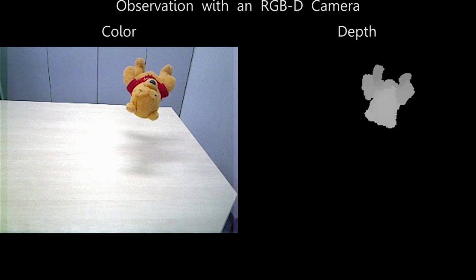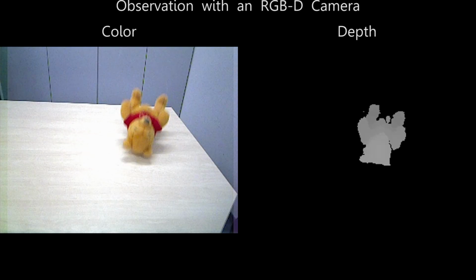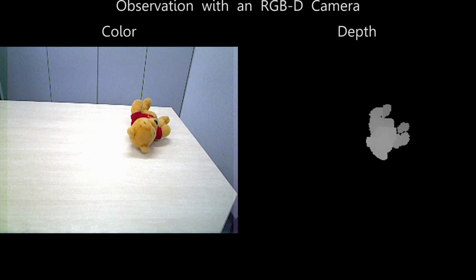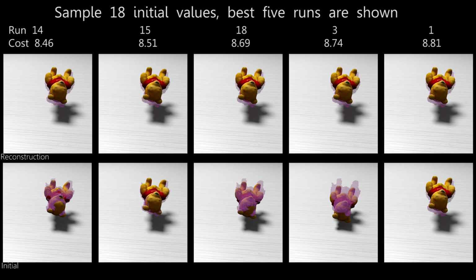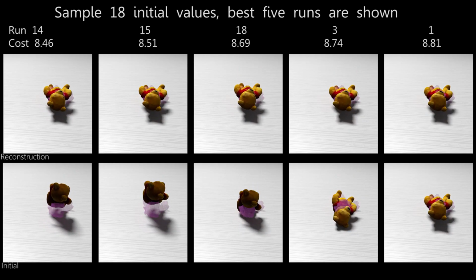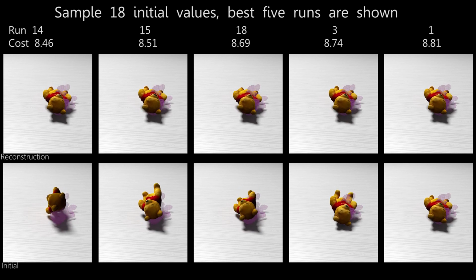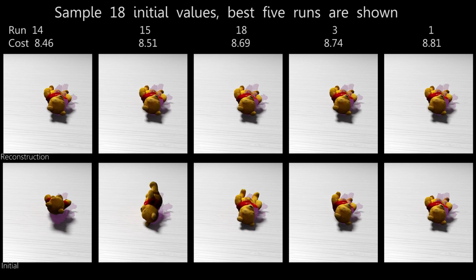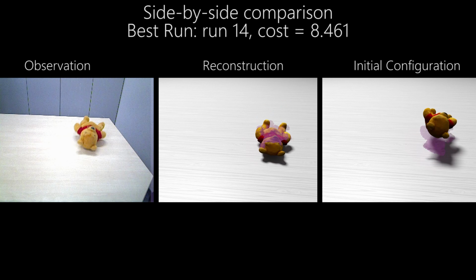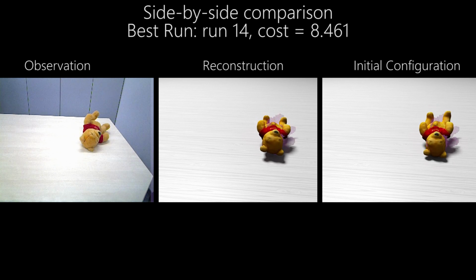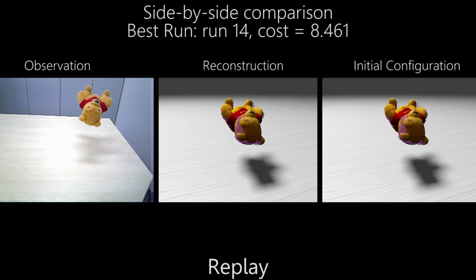In the first test, we let a teddy drop onto the table and optimize for the gravity, the Young's modulus, the mass damping, and the stiffness damping. Since the optimization is highly nonlinear, we sample 18 initial values for the parameters and choose the reconstruction with the lowest final cost. The best 5 runs are shown here. In the side-by-side comparison, one can see that the bouncing behavior of the teddy is close to the observation, even though the initial configuration is far off from the ground truth.